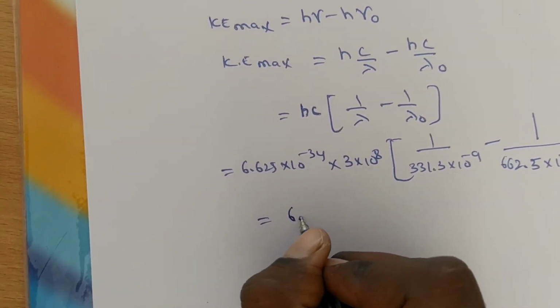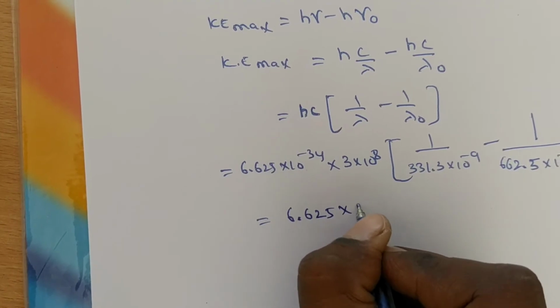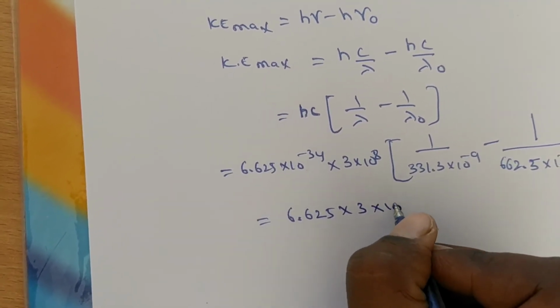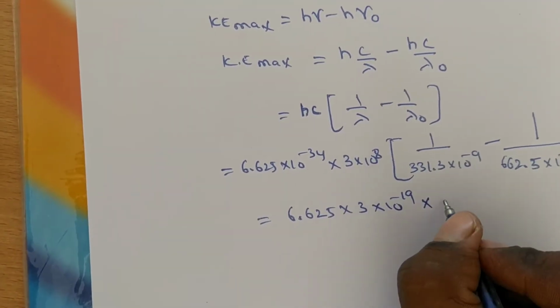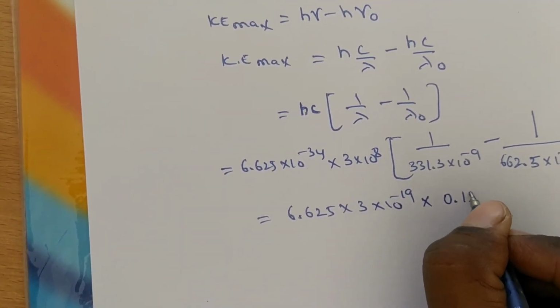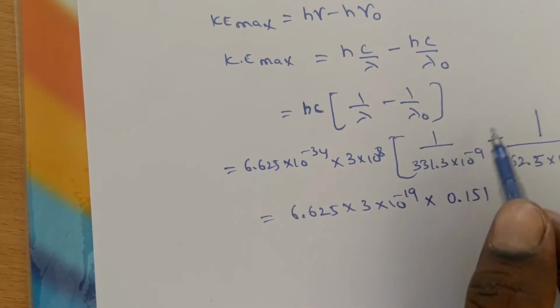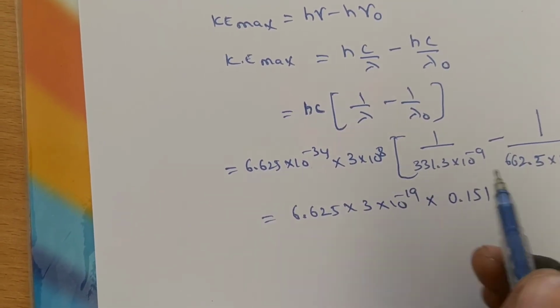Then 6.625 into 3 into 10 to the power of minus 19. After simplifying this one, we get 0.151.